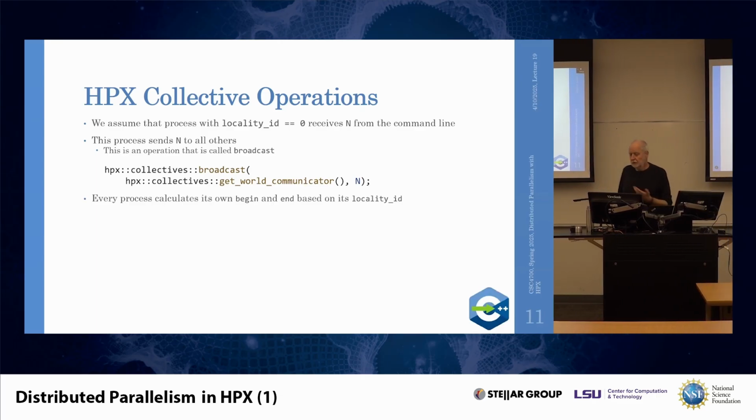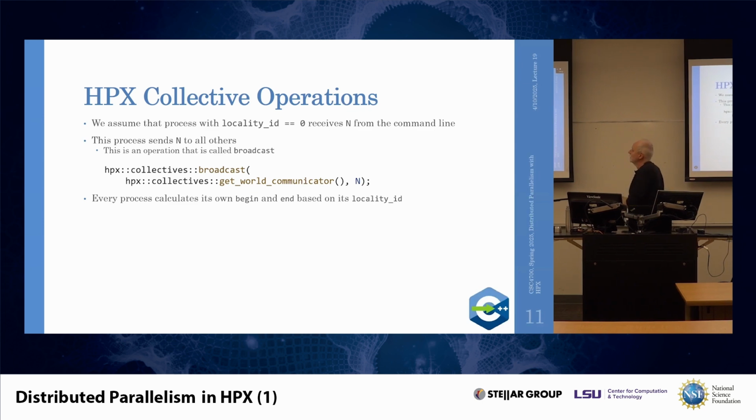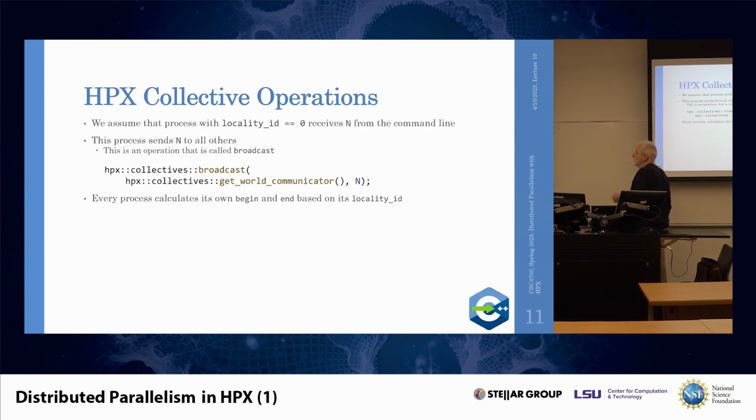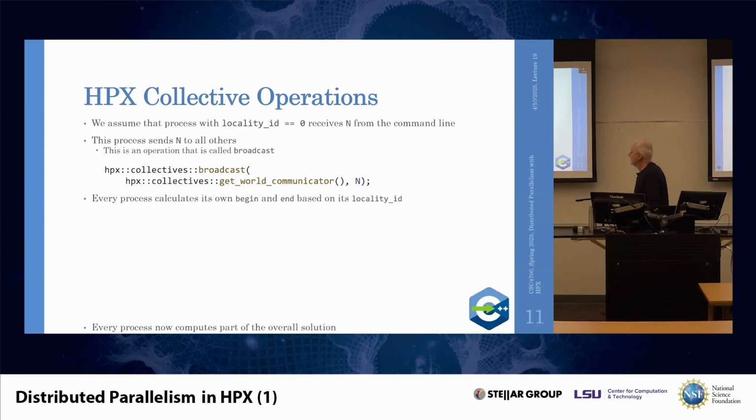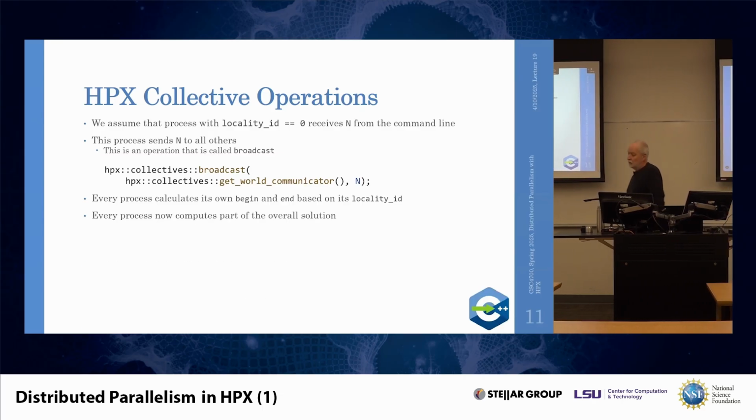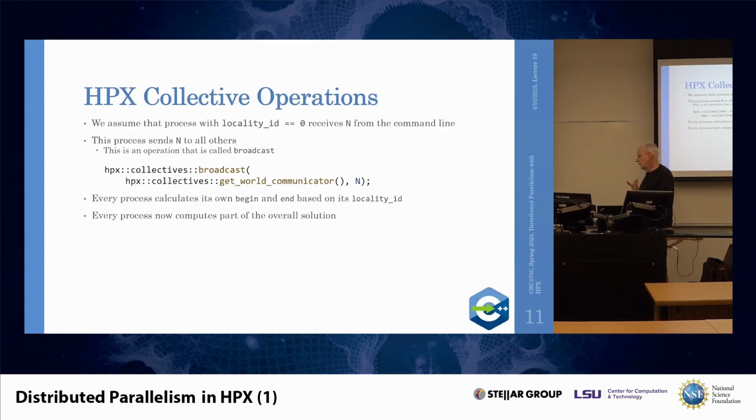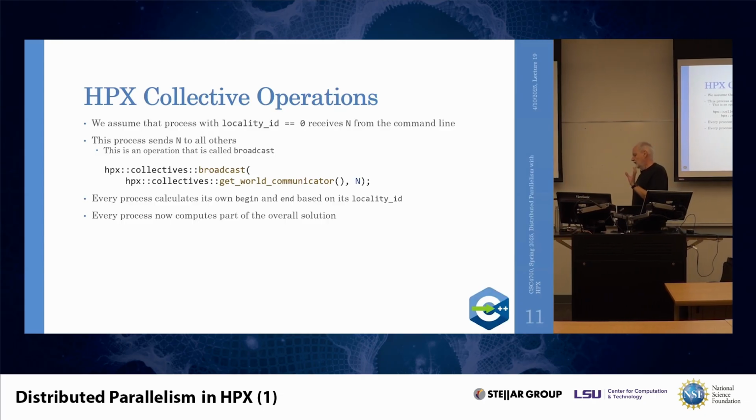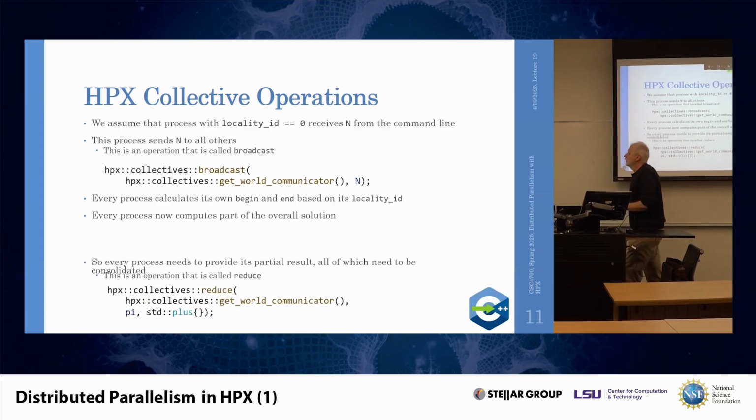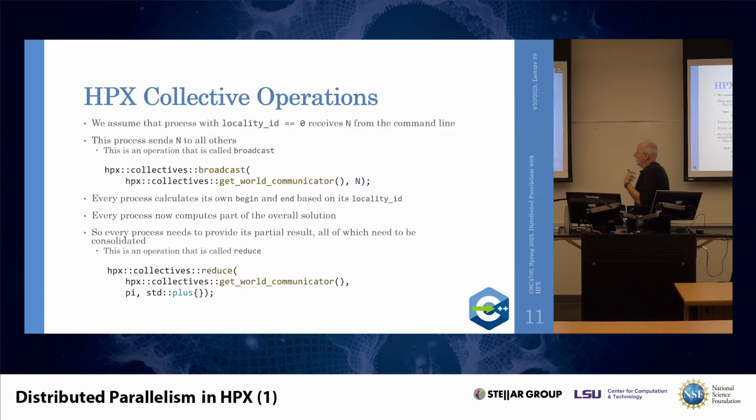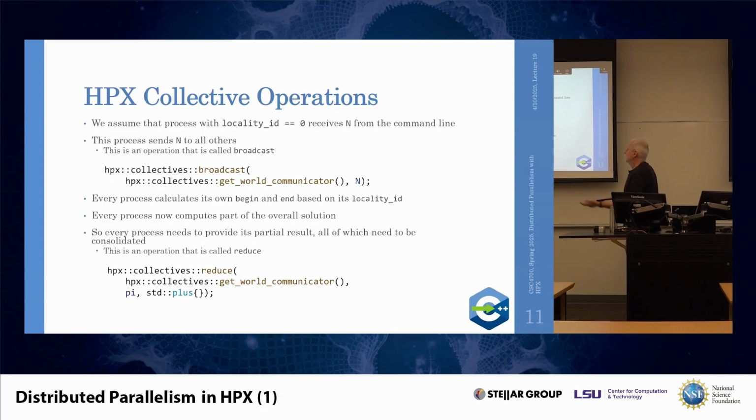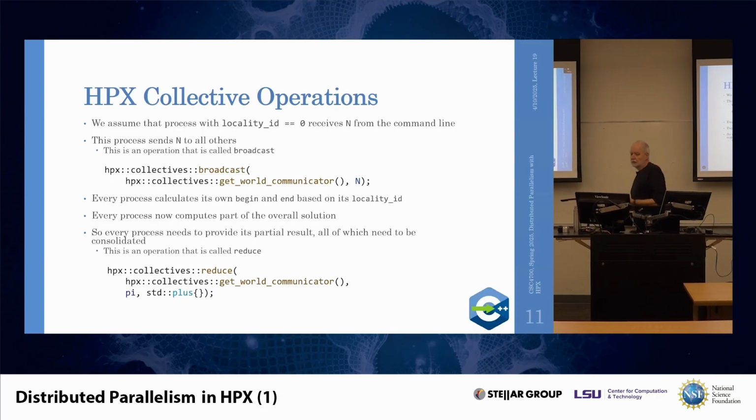We calculate begin and end on each of the processes based on the locality of that process and that n that was received. Then we can do the computation itself, the subintegral for the range that particular node is responsible for. And in the end, we somehow have to sum up all the partial results. We have to do a reduction operation.